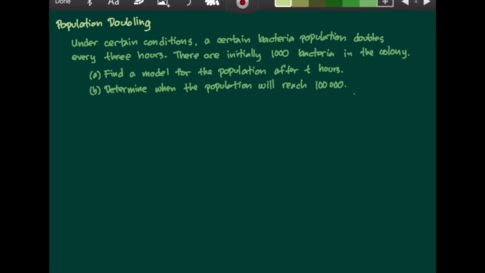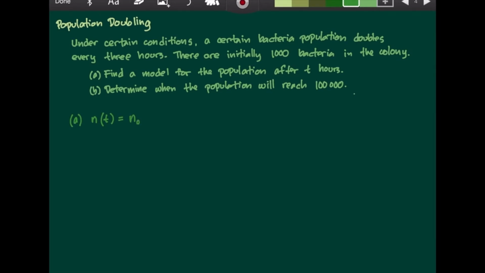Let's look at an example of exponential growth. But yung framing natin sa kanya ay yung pag-double ng population. So let's say under certain conditions, a certain bacteria population dumodoble every 3 hours. Let's say initially may 1,000 bacteria dun sa colony mo. So let's find a model for the population after t hours. We'll make the assumption na may unlimited food at unlimited space. Kasi in reality, syempre, ang growth ng isang population, malilimit yan nung space niya, ng amount of food available, amount of oxygen available, and so on.